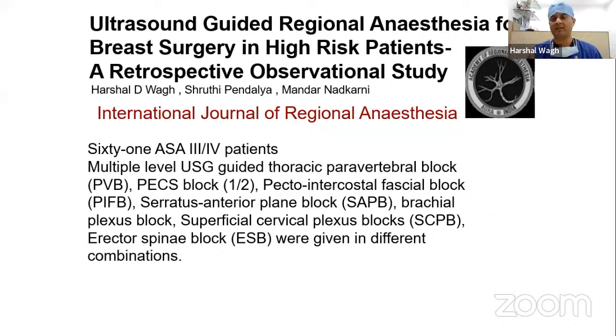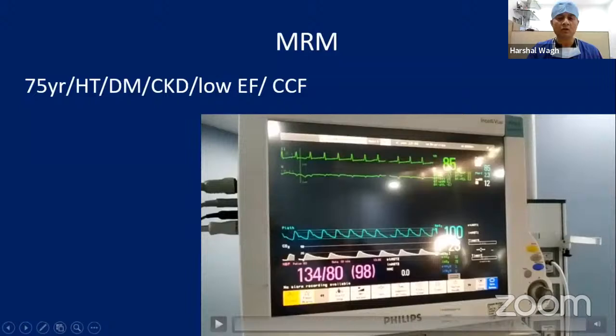And again, as I said, there are a lot of blocks given during these times, and we learned over the process what blocks we need to tailor to those specific types of procedures and incisions as we went along. So that's just a quick video.